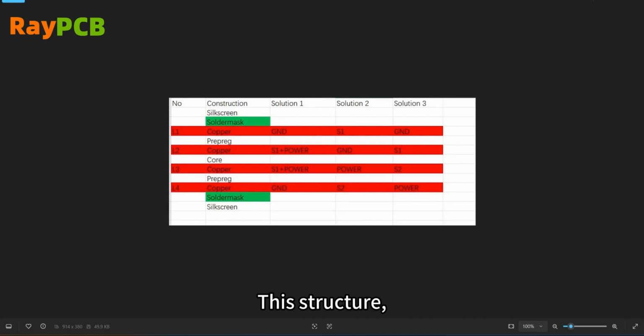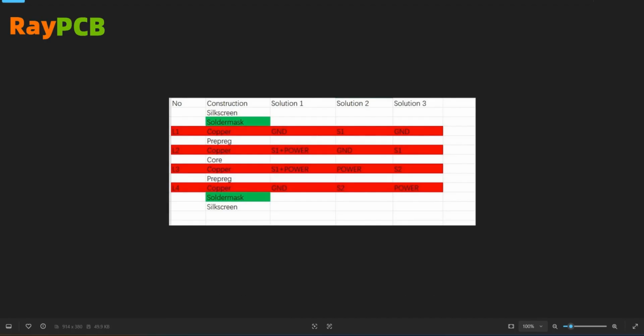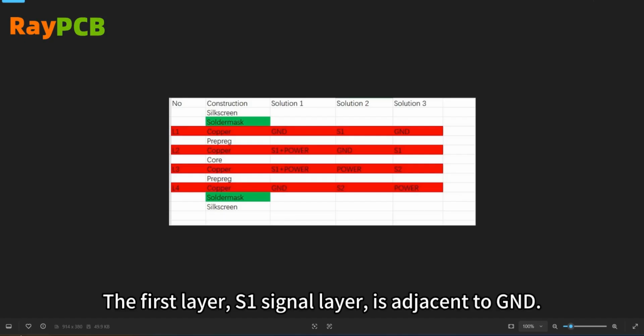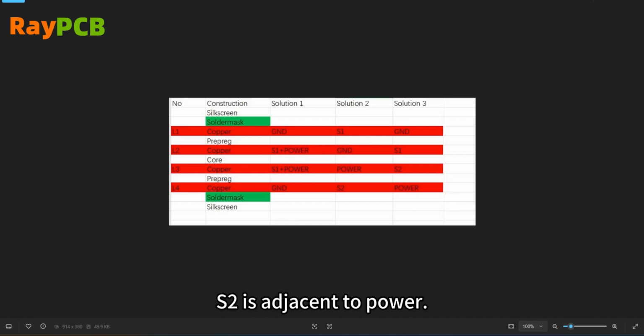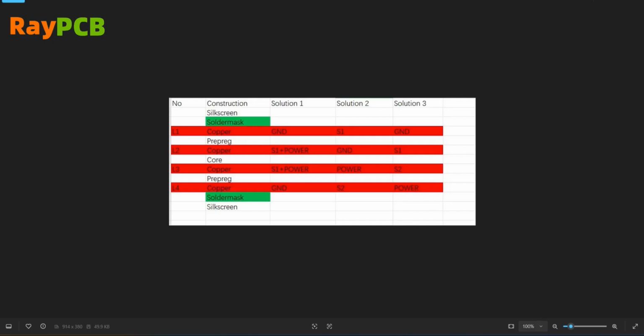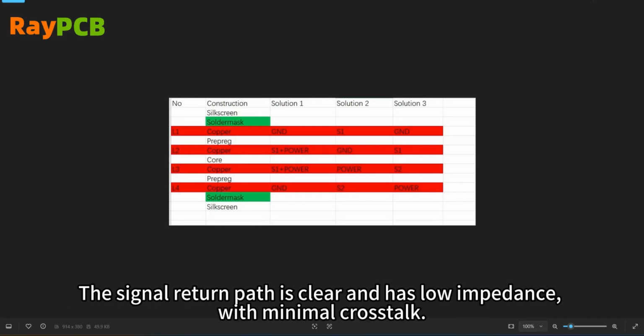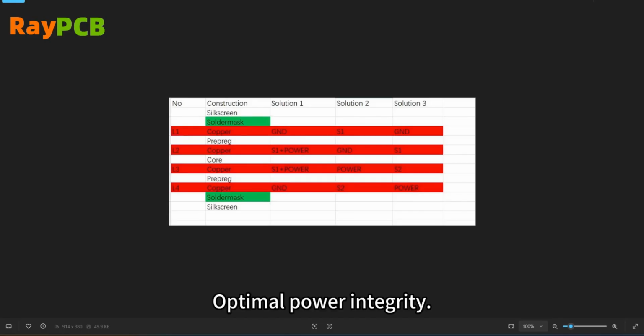The advantage of this structure is its excellent signal integrity. The first signal layer S1 is adjacent to GND and S2 is adjacent to the power layer. So we see that S1 is next to GND and S2 is next to the power layer. This provides an excellent controlled impedance transmission line structure with a clear and low impedance signal return path, low parasitic capacitance, and optimal power integrity.